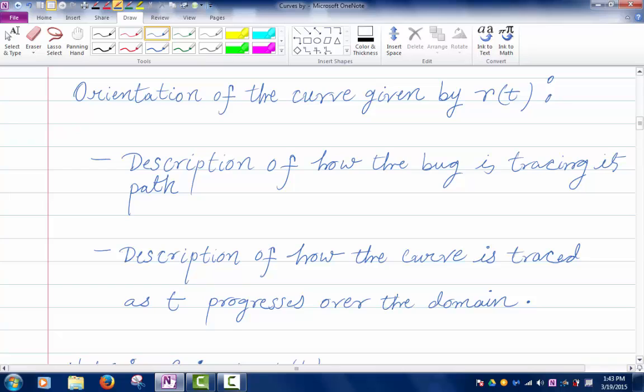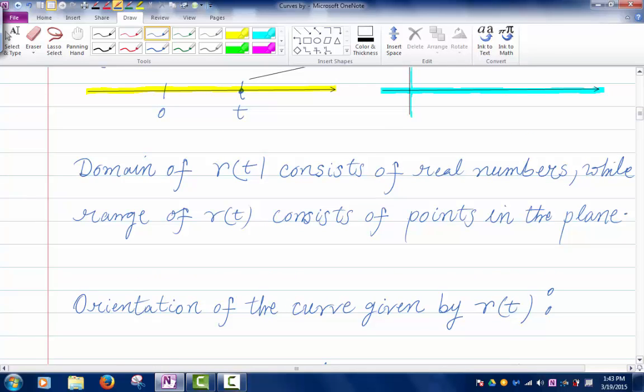Go back up to the domain range. Yes. All I wanted to say there is that the domain consists of real numbers, but the range consists of points in the plane. Is the idea of orientation clear to you? We just want to describe how the curve is being traced as the parameter t is progressing. Okay?